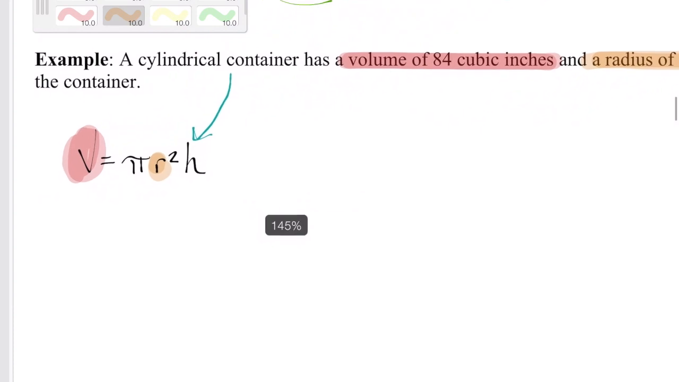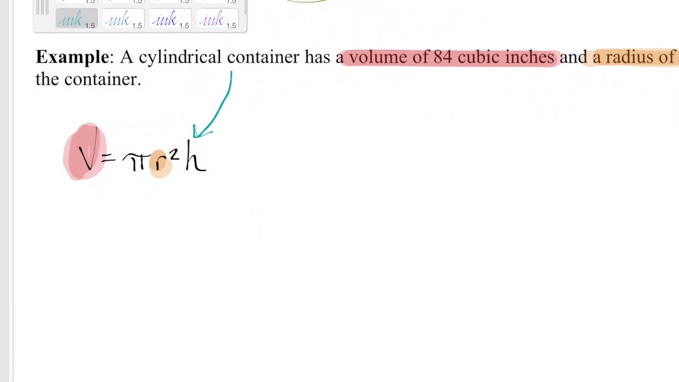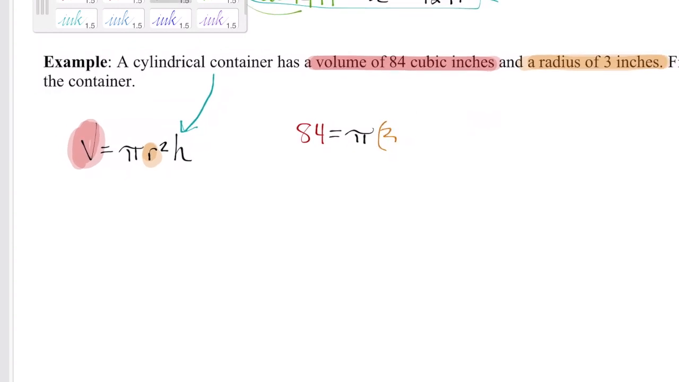And pi isn't actually a variable, it's 3.14, or you also have pi buttons in your calculator. So depending on what you use, you may get a couple of different answers, so maybe rounded differently. And then I'm plugging in what we said, radius of 3. And now I'm just simplifying. So I know my 3 squared is 9. And I want to get my h by itself.